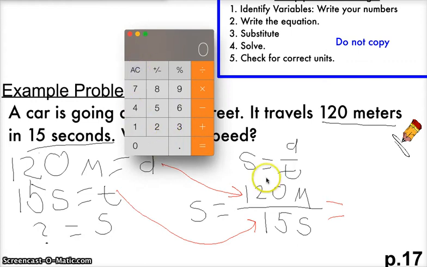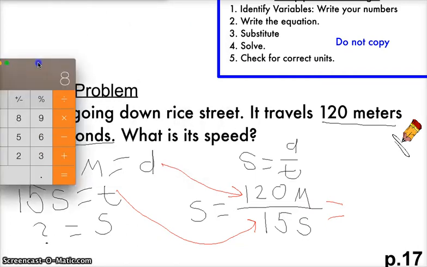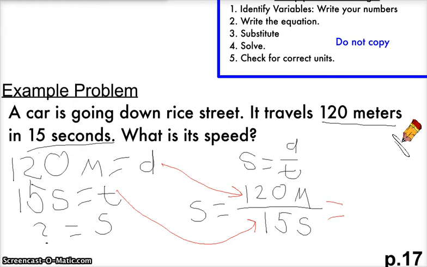Okay, so this tells me I'm going to do 120 meters divided by 15 seconds. So I'm going to do 120 and I'm going to divide it by 15, and my calculator gives me the answer of 8. So that is my fourth step, solve. So I'm going to come over here and write 8. And now for my fifth step, checking for correct units.